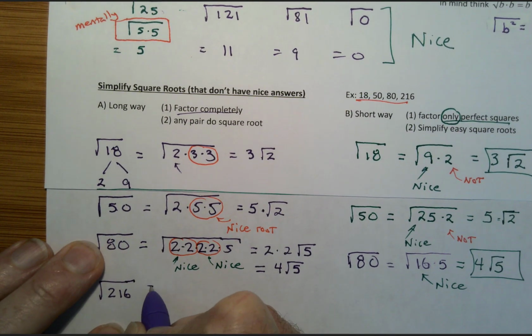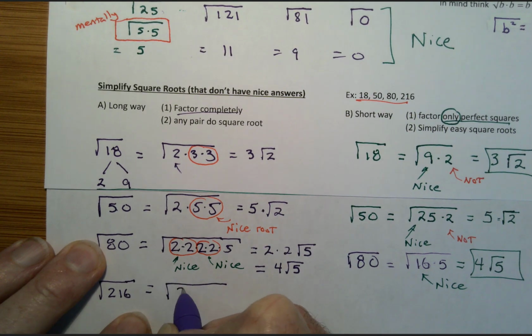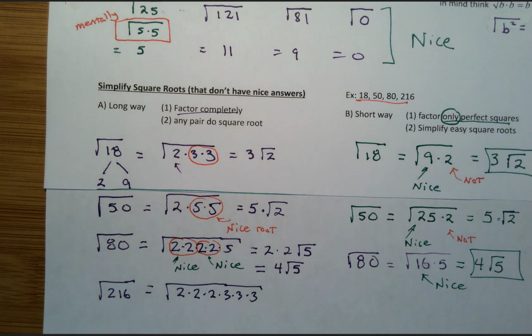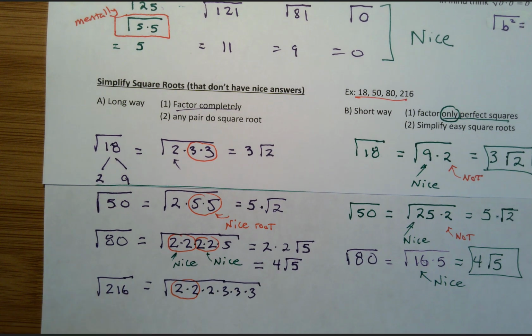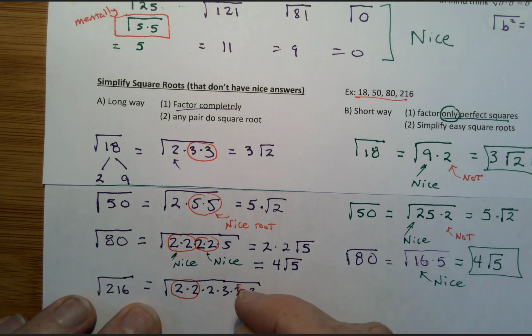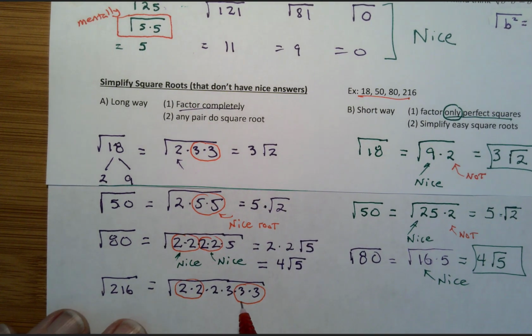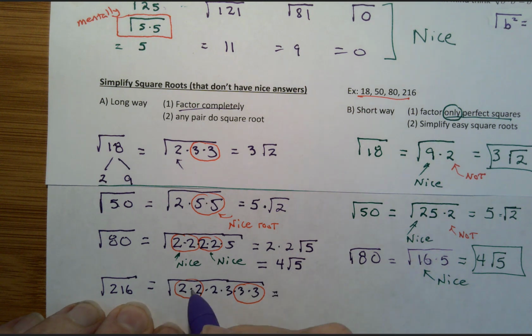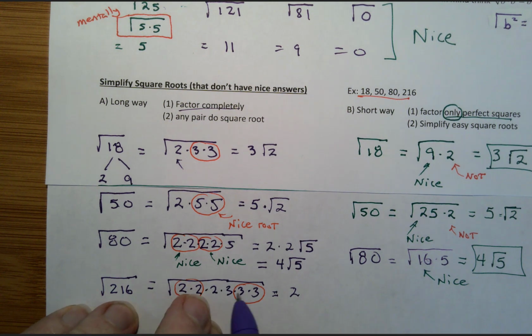Square root of 216 equals square root of 2 times 2 times 2 times 3 times 3 times 3. There we go. Now, every time I have a pair, there's a nice square root there. Hey, here's another pair. That's another nice square root. So, the square root of 2 times 2 is the square root of 4, which is the whole number 2. That has a nice answer. 3 times 3 is 9. Square root of 9 is 3. That has a nice answer.